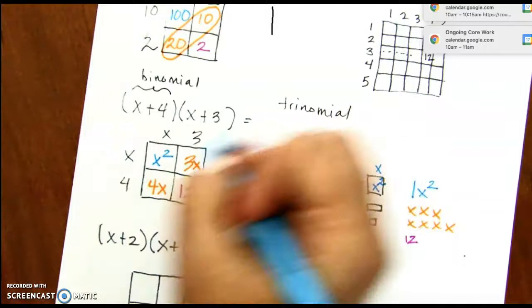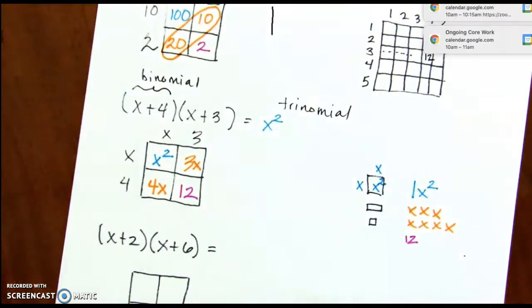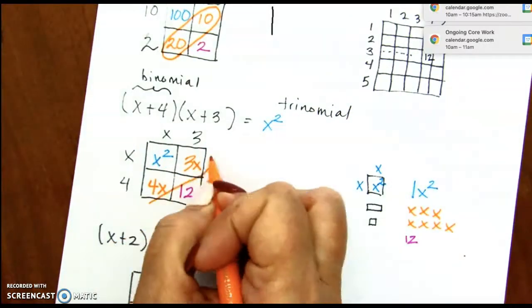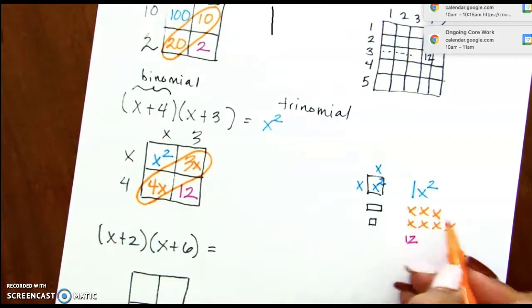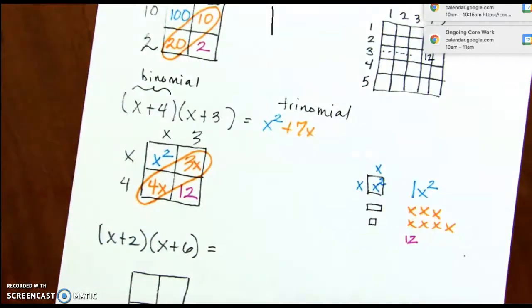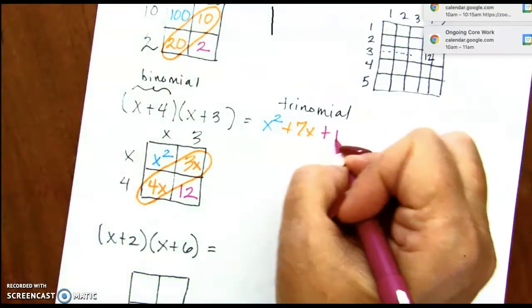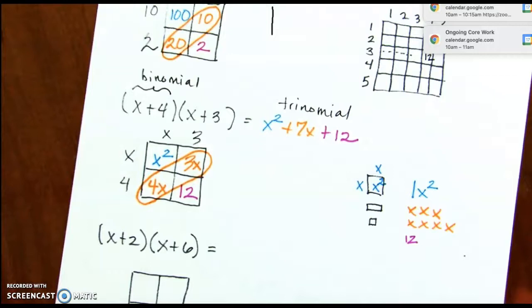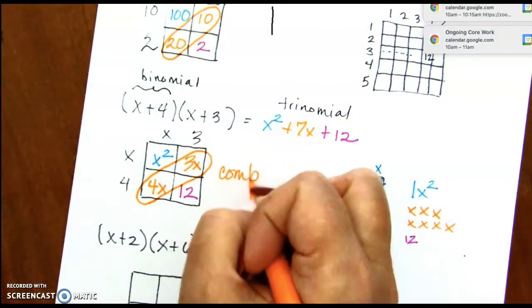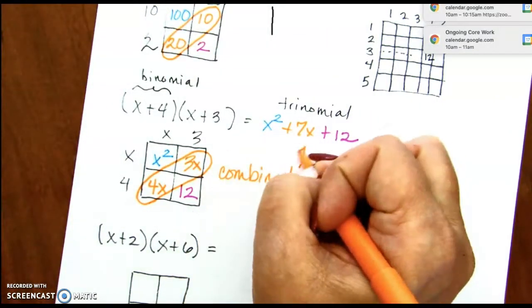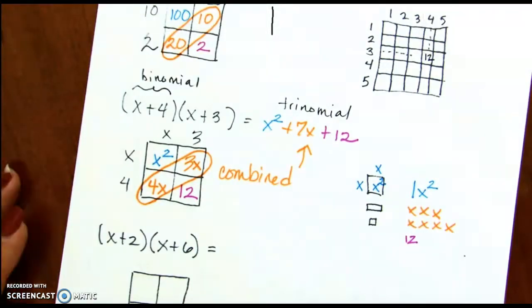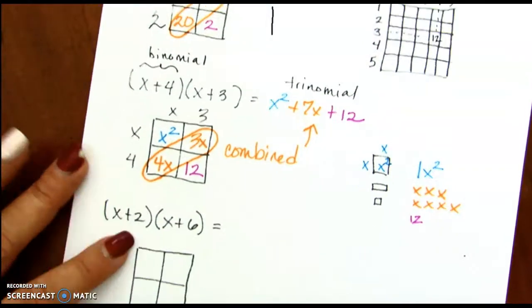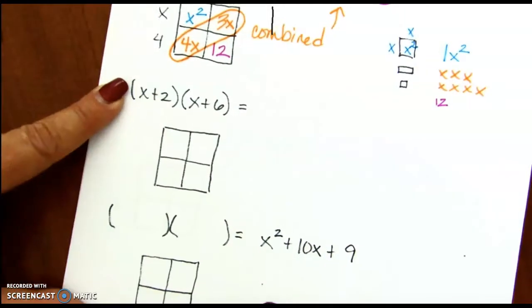So I have 1x squared. I have 4 x's and 3 x's, just like I wrote out here. I have a combination of 7 x's and then 12 positives. So what I did here was I combined to make 7 x's. I think I'm going to skip over the next one, and let's go in reverse.